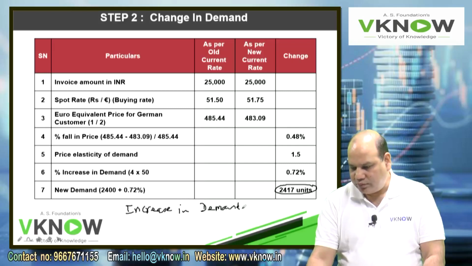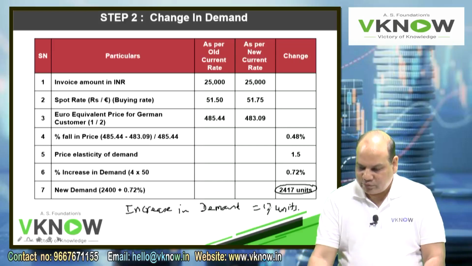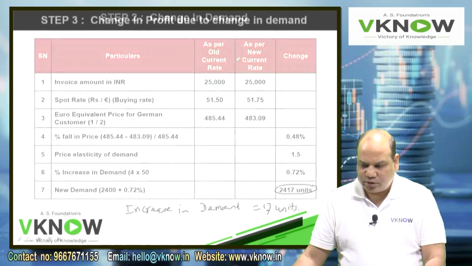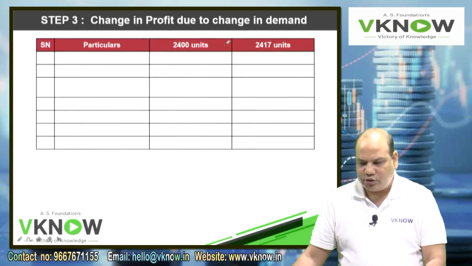Increase in demand is 17 units, from 2400 to 2417. Now write down step number 3: change in the profit due to change in demand.